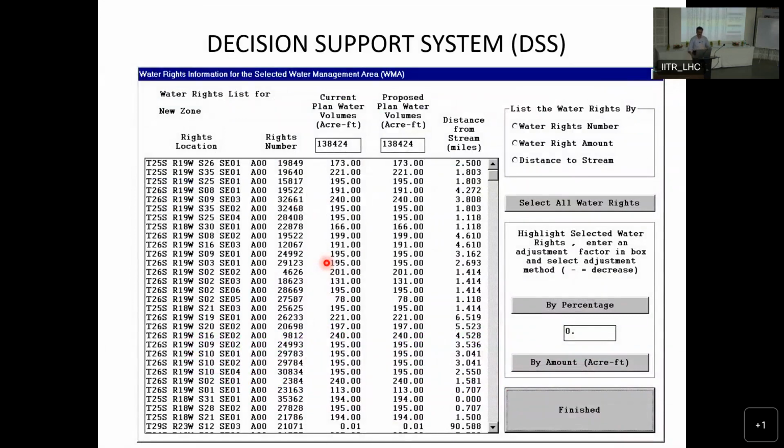watershed. And basically, this is just one of the screens. It says, select all water rights, change them by a certain percentage or a certain factor by a certain amount, run the analysis. What you can see is the water right location, the number, the current water plan, the proposed water plan if you were to change something, and how far it is from the stream. All this is now available to the decision maker. They don't have to be PhDs now in groundwater.